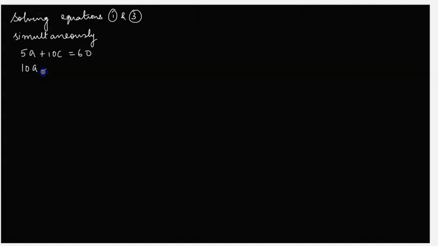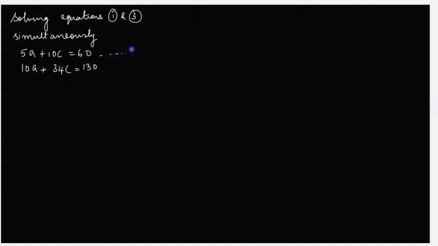So solving equations 1 and 3 simultaneously. So write both the equations one below the other. So it is 5a plus 10c is equal to 60 and 10a plus 34c is equal to 130. So either the coefficients of a or the coefficients of c should be the same, and when we subtract both the equations, either one of them will vanish.